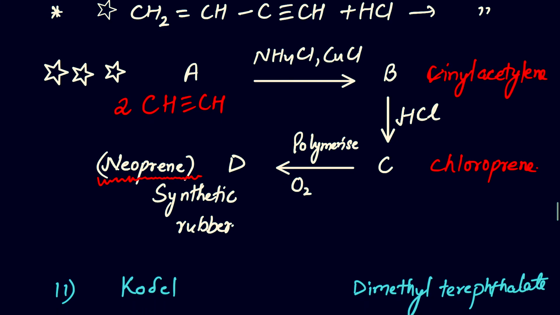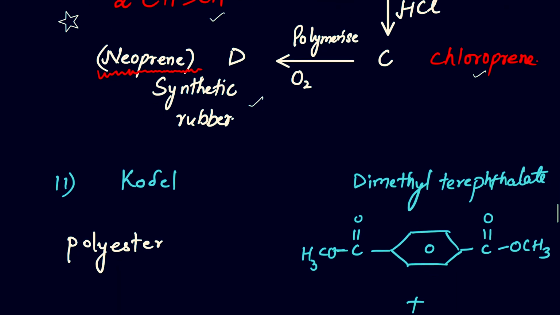So there may be a question that in a molecule A you are adding ammonium chloride and copper chloride to form a molecule B, then you are adding HCl to form C, then it is polymerizing in the presence of oxygen to form D. What is A, B, C, D? So our A will be acetylene molecule, our B will be vinyl acetylene, C will be the chloroprene, and D will be the neoprene or our synthetic rubber. So this type of question again is very important for the entrance exams. You can be asked to name what is A, what is B, what is C, and so on.